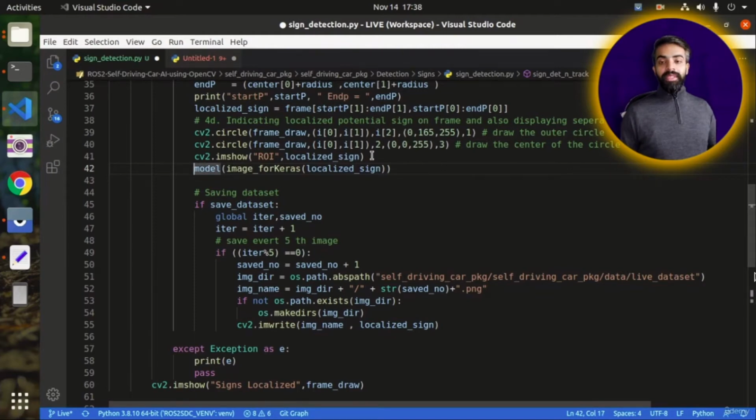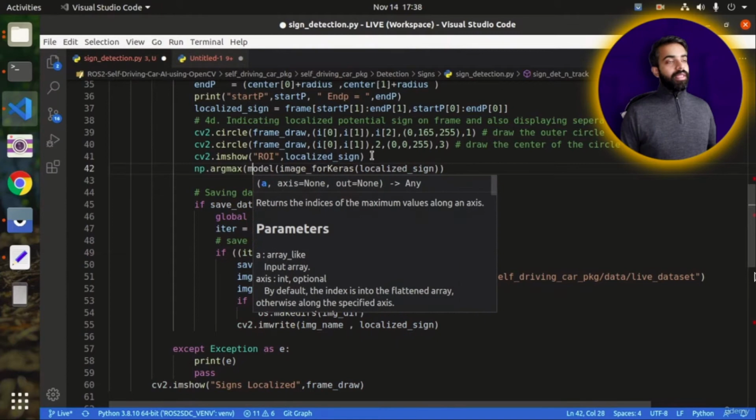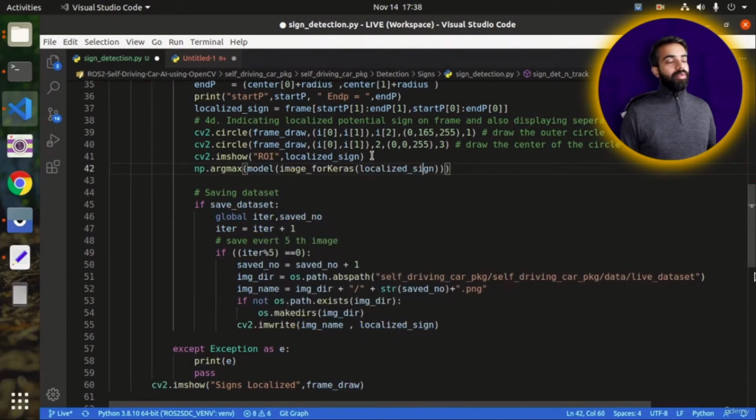Now, to get the prediction of the model for this particular input, we need to use the numpy function argmax. Argmax will simply return the category with the maximum confidence score. So let's do that. We write numpy.argmax, pass in the model confidence scores, and this will give us the category with the maximum confidence score.